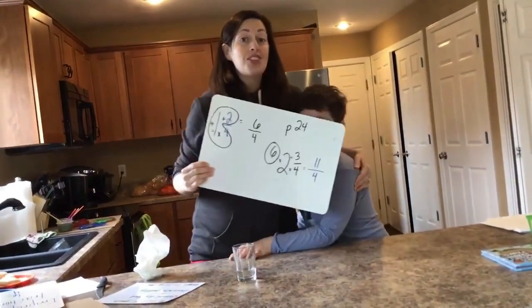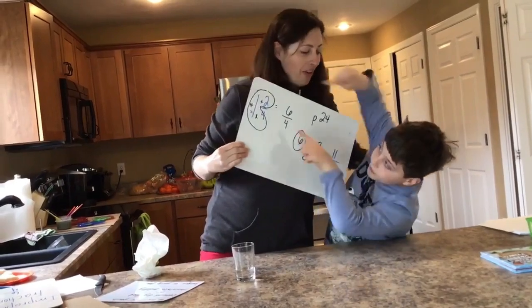Don't forget to use the Jelly Bean Method when you're changing mixed numbers to improper fractions.